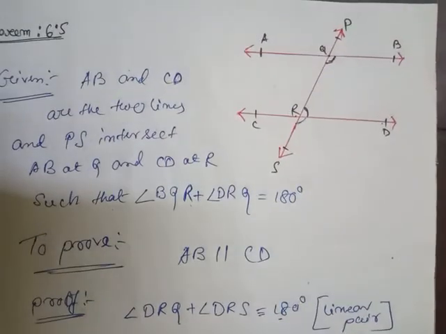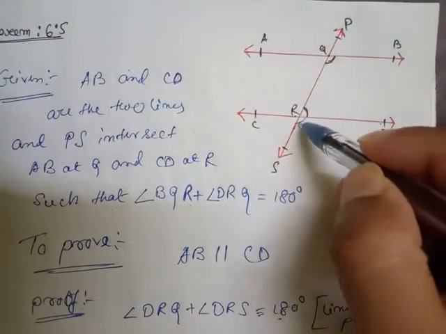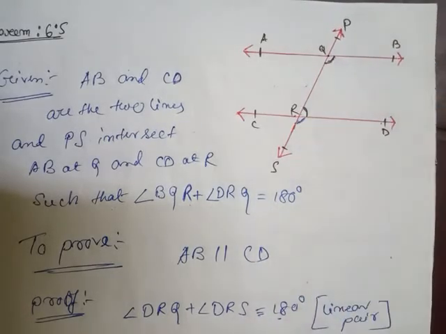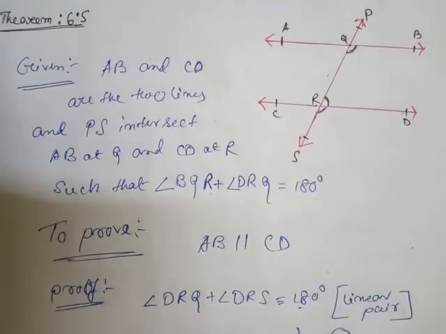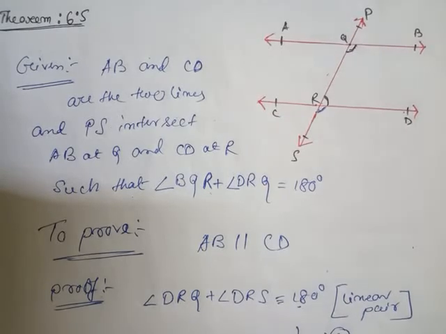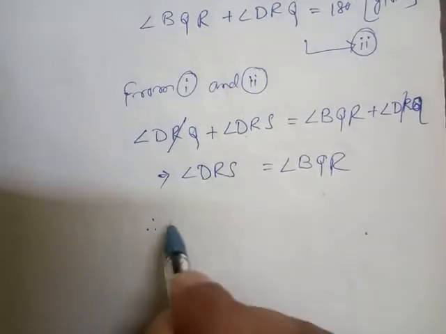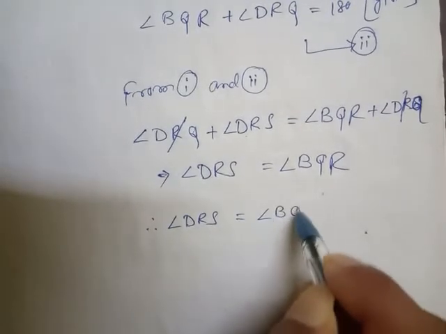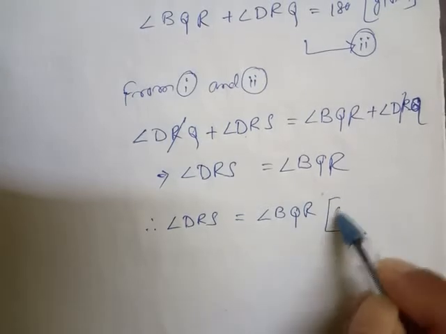Now look, students, angle DRS means this angle and angle BQR means this angle. So these two are corresponding angles. Since they are corresponding angles, we'll write down here: angle DRS equals angle BQR, corresponding angles.